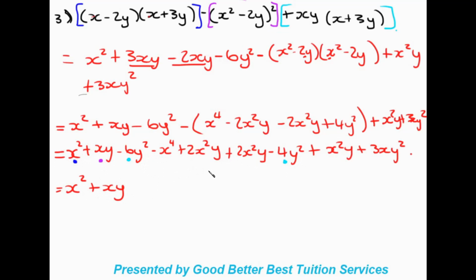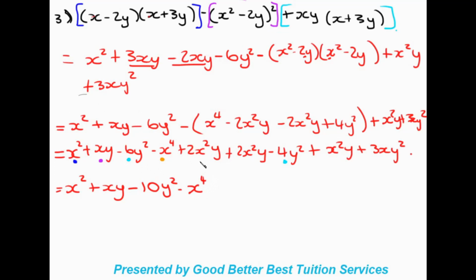So now we'll look at negative 6y squared minus 4y squared. So it's minus 6 minus 4. Remember, if signs are the same, we add the numbers together and keep the sign. So that's minus, and then 6 plus 4 gives me 10y squared. Then we'll grab another color here and we'll look for anything else that's x to the power of 4. There are no other x's to the power of 4. So we'll write that down as negative x to the power of 4.